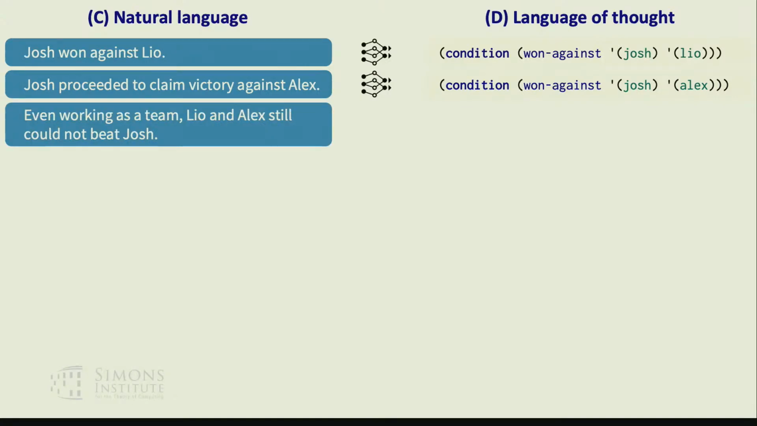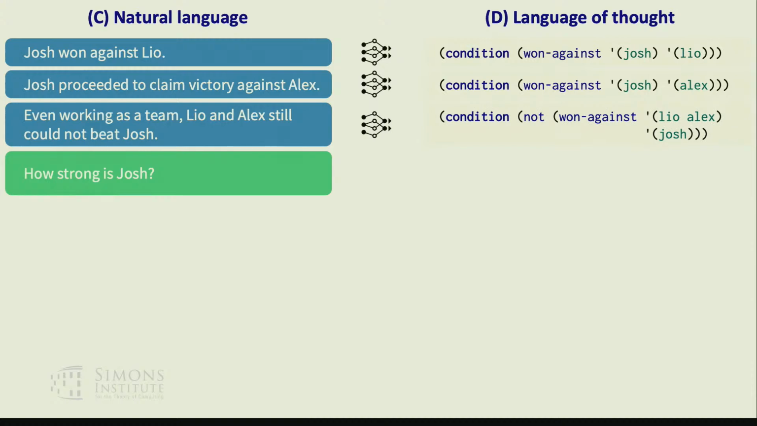If we then say that, even working together as a team, Leo and Alex still couldn't beat Josh in this game of tug of war, at this point, we might want to answer a query like, okay, wait, how strong is Josh? What we think of as thinking in this situation is actually sampling from the posterior over possible worlds from the generative model that we just defined, subject to the observations that we've just made.